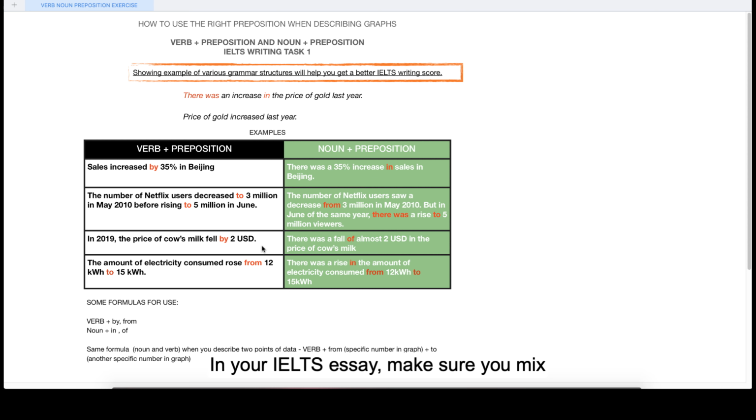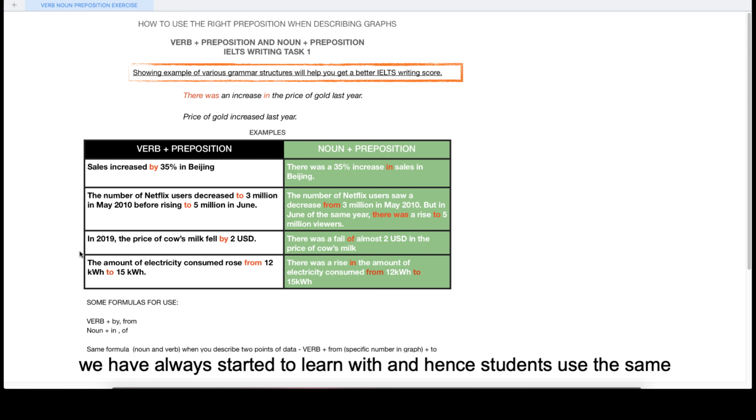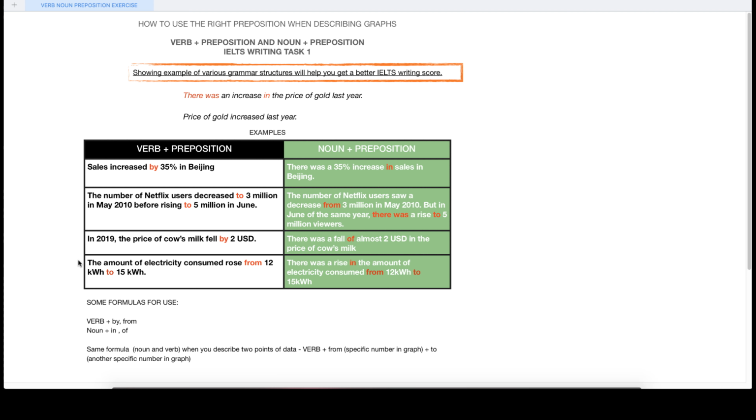So in your IELTS essay, make sure that you mix both the verb form and the noun form whenever you can. And try not to say just the verb form alone, because the verb form is easier. That's what we've always started to learn with, and hence students use the same grammar structure over and over again. So make sure you mix them up whenever you can, obviously.